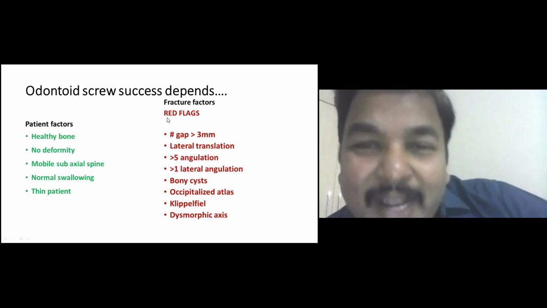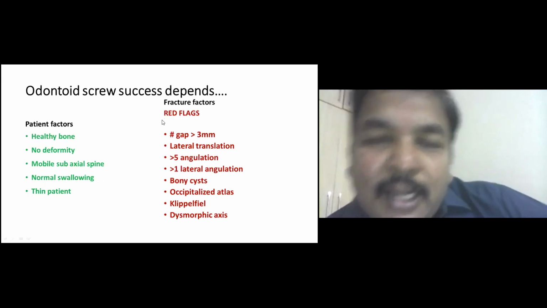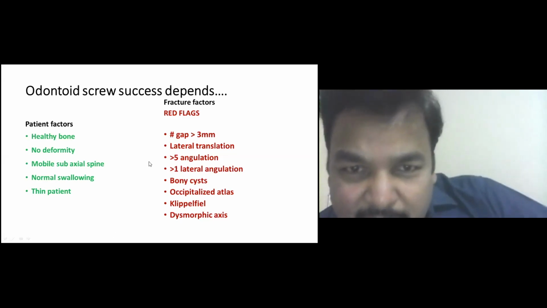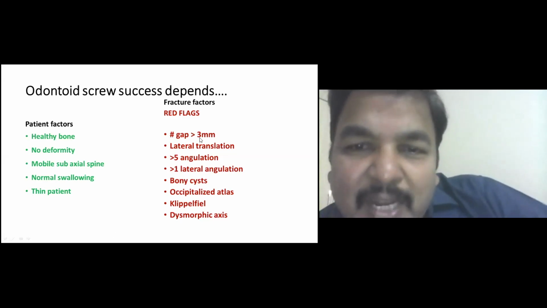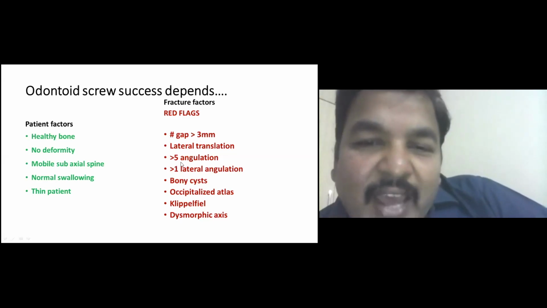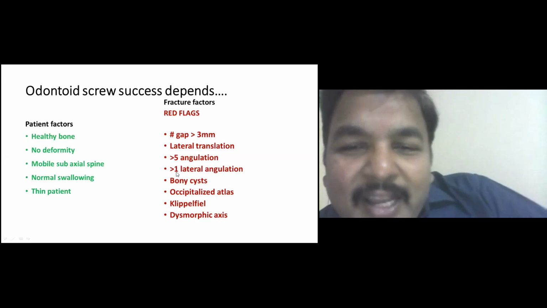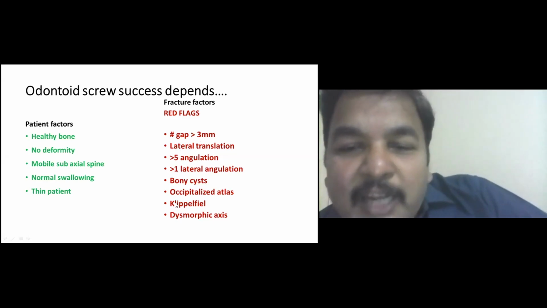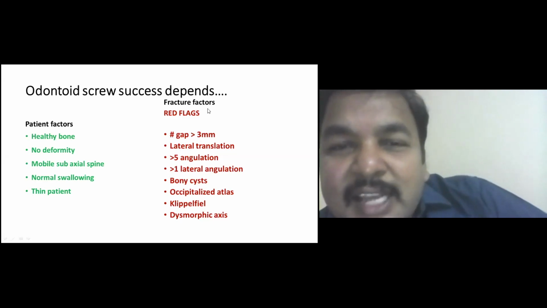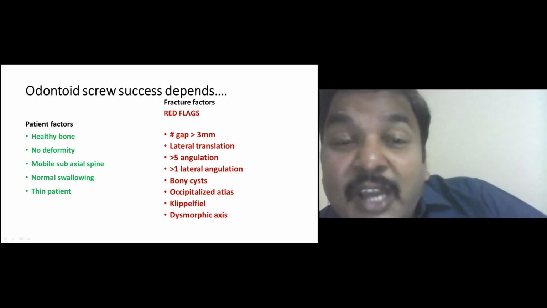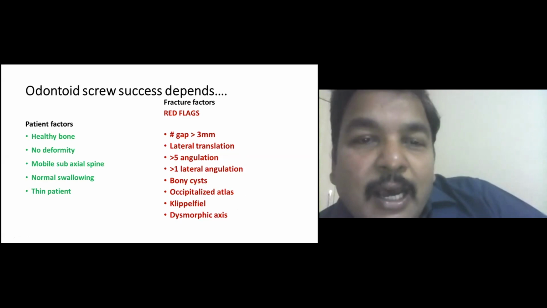So what are the red flags in doing the odontoid screw fixation, that's anterior screw fixation? If the gap is more than 3 millimeters, lateral translocation, more than 5 degrees of angulation, more than 1 degree of lateral tilt, some en-passant bony cyst, Klippel-Feil anomaly, all these factors will tell us that this patient is not a suitable candidate for the anterior odontoid screw fixation, which is supposed to preserve the rotation in all the cases.